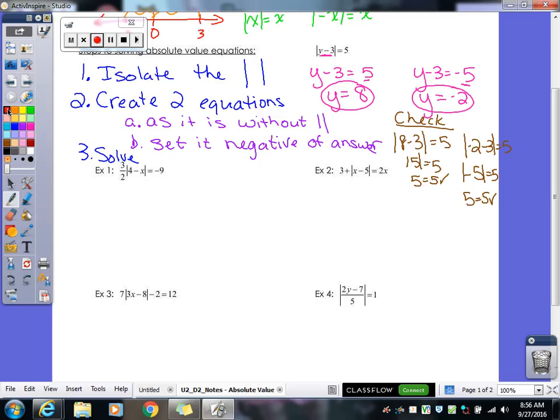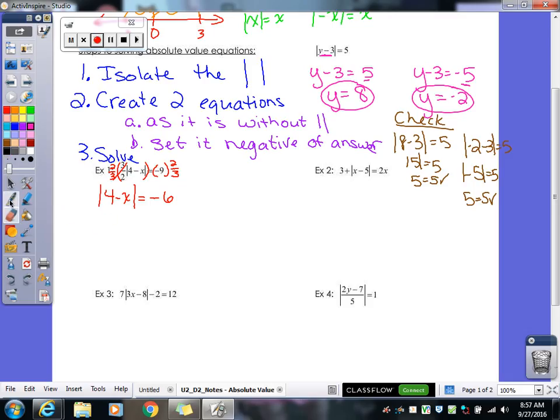So if we take a look at example number 1, we don't have our absolute value on its own. We have a 3/2 out here in front. So we need to take care of that first. So I'm going to flip my fraction and multiply both sides times 2/3. So when I do that, that gives me absolute value of x minus 4 equals negative 6. Negative 9 times 2/3 gives me a negative 6. Now I've isolated my absolute value, so I can create my two equations.